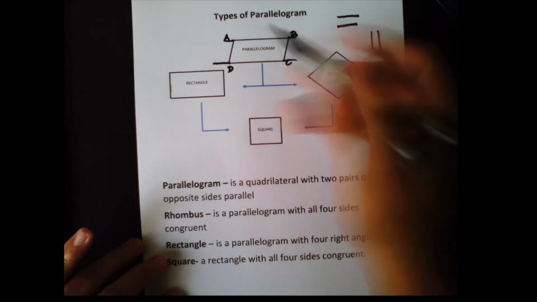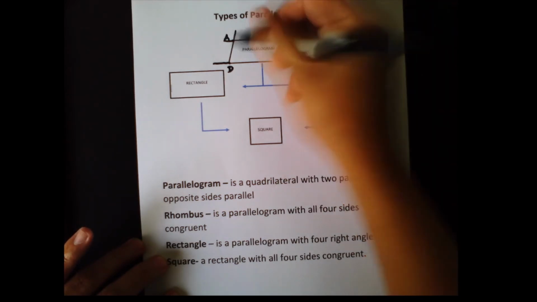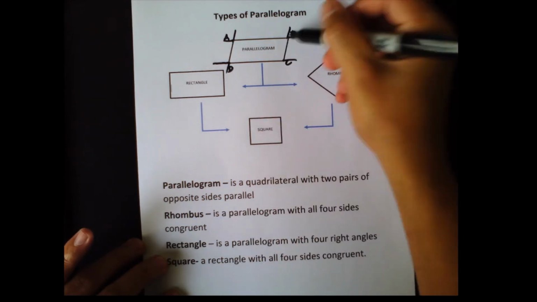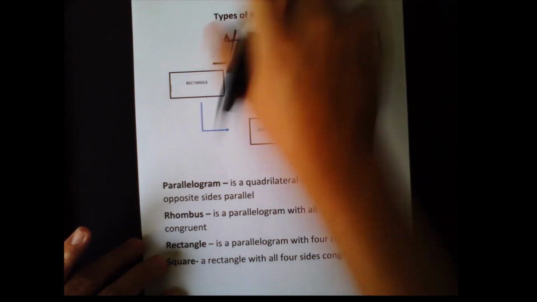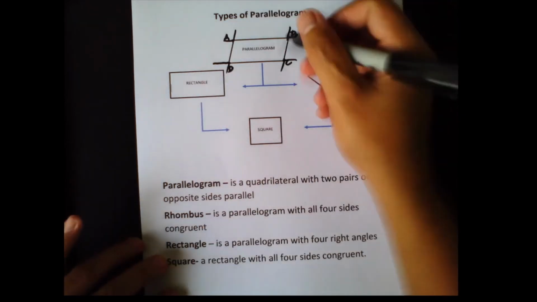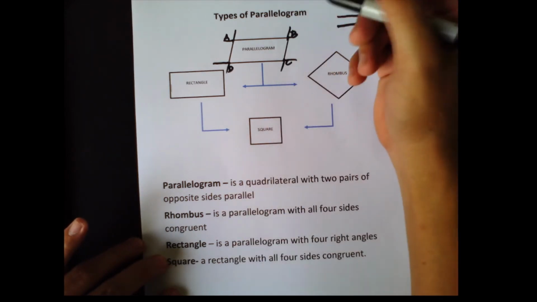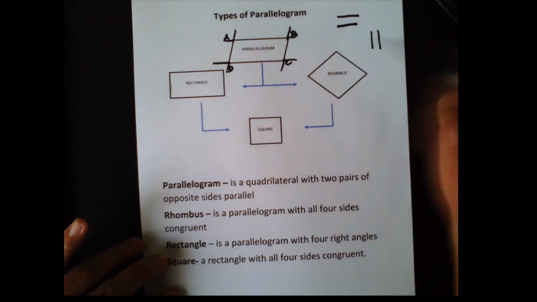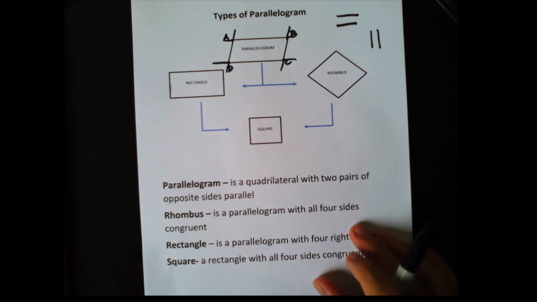Another opposite side that is parallel: line AD is opposite to line BC. If you extend that one, even if you draw a line here, they never intersect. Even here, if you extend that one and that one, they never intersect. So those are parallel lines. Okay, so that is the parallelogram.